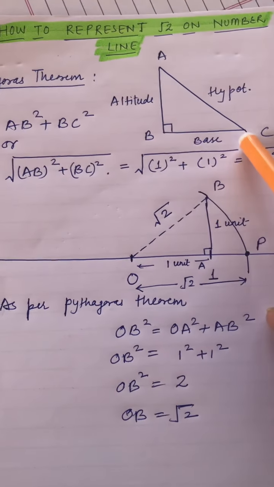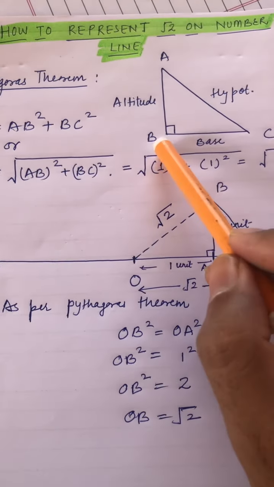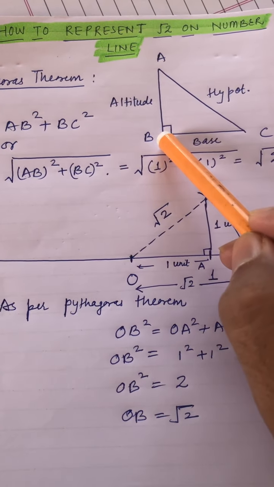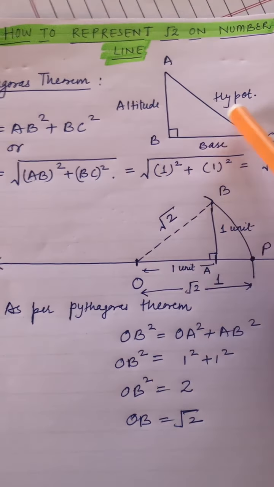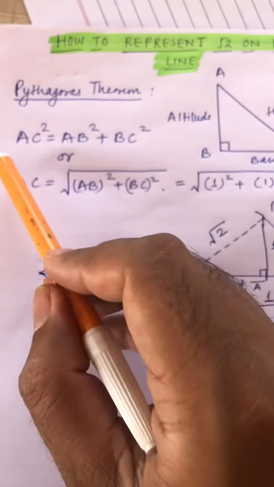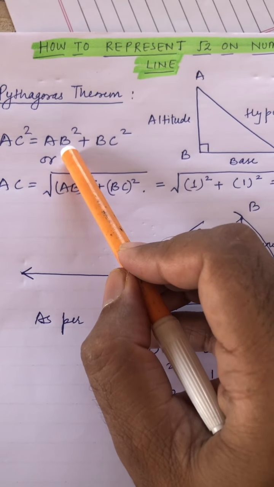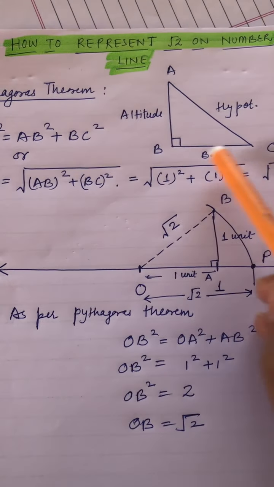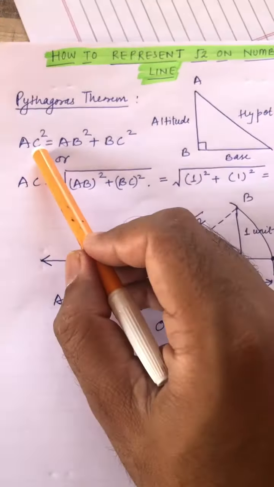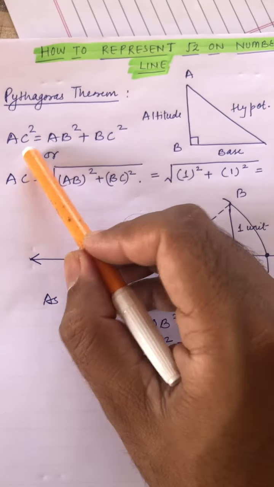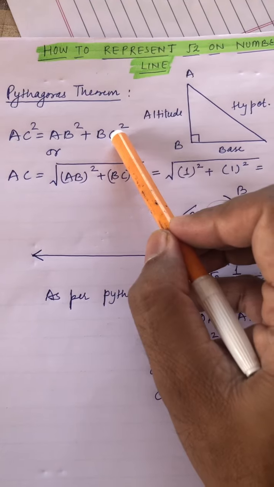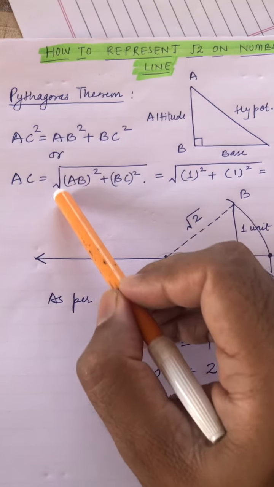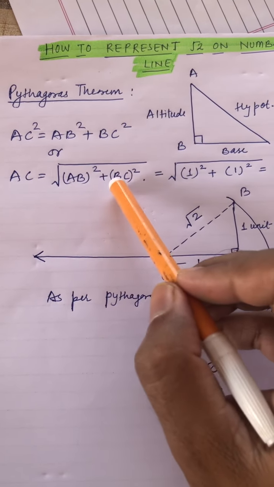If ABC is any right angle triangle, so this is called the base, this is called the hypotenuse, which is the longest side, and this is called the altitude. So in any right angle triangle, the square of the hypotenuse, that is AC square, is equal to the square of its altitude, that is AB square, plus square of its base, that is BC square. So what is Pythagoras theorem? AC square will be equal to AB square plus BC square. Or if I want to find out the value of AC, it will become under root of AB square plus BC square.